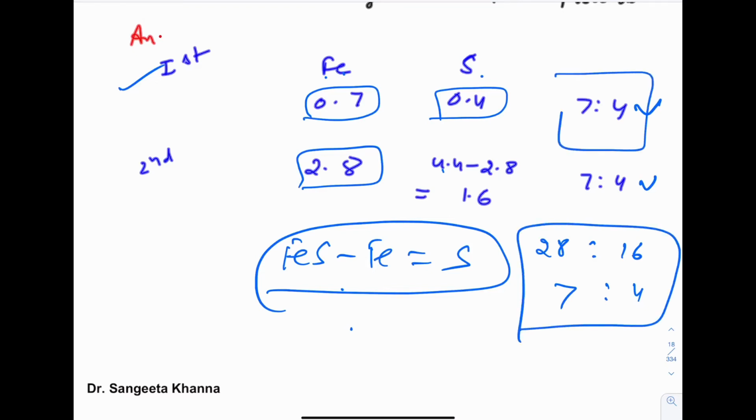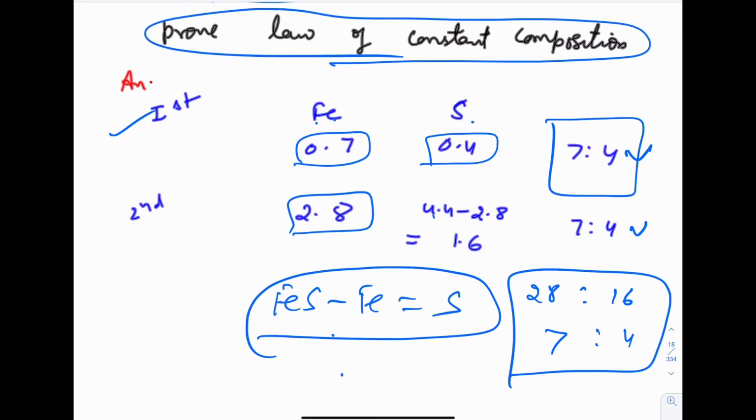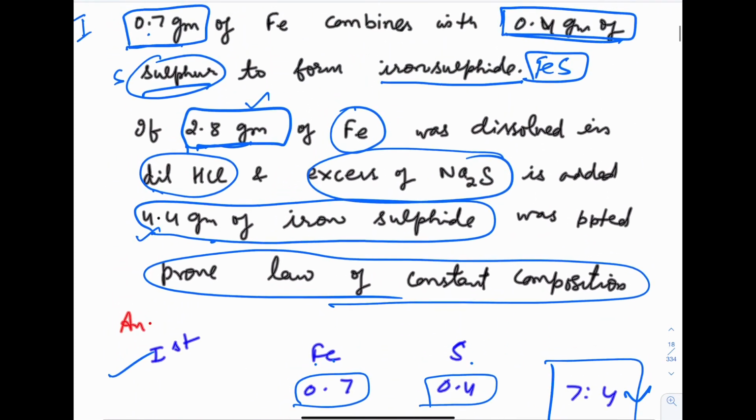So this ratio is the same. That means the mass ratio of iron and sulfur in these two compounds remains constant. So it is the law of constant composition. Which law was proved? Law of constant composition was proved. You can note this question.